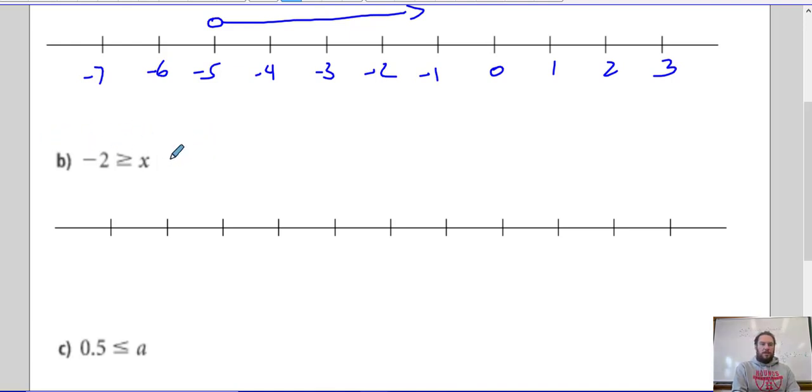So even though it's -2 greater than x, if I read that the other way around, I'd say x is less than or equal to -2, right? So we want to make sure that we're reading these things from the variable so we can really decide what direction to put our arrow.